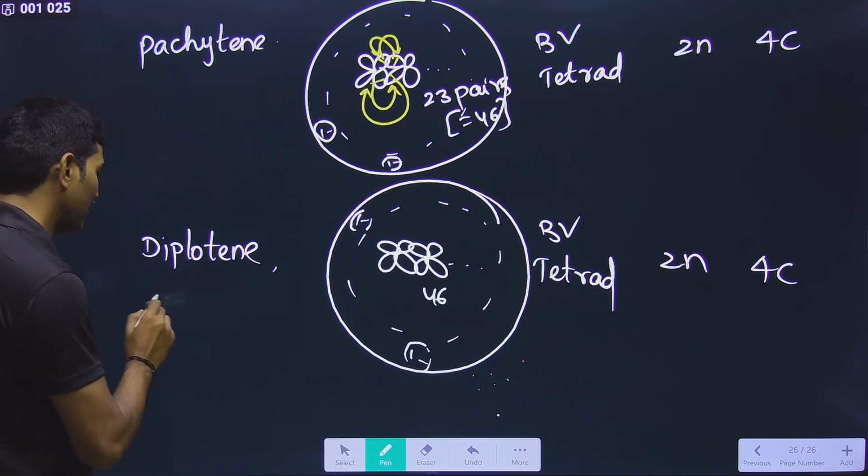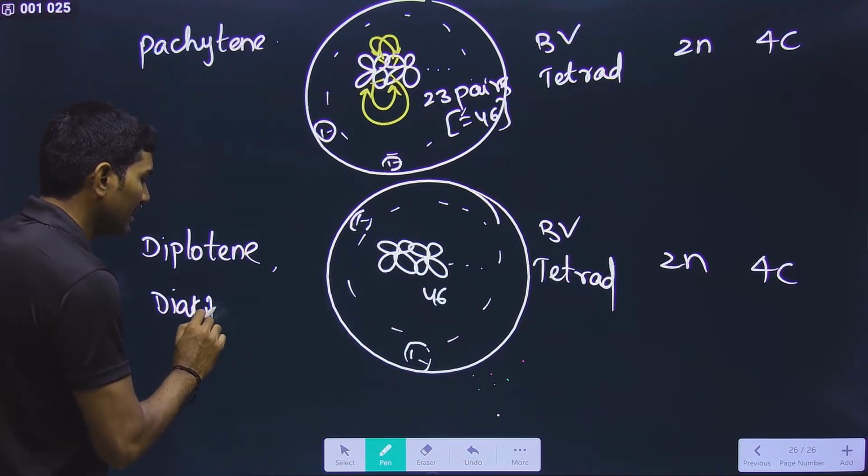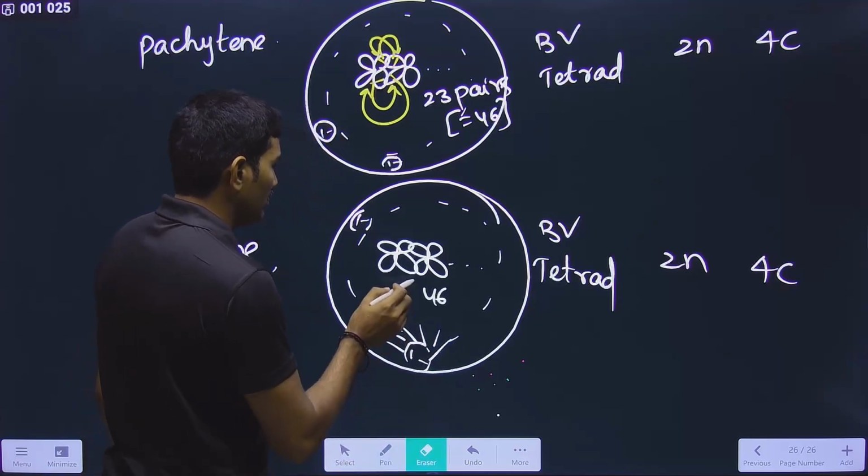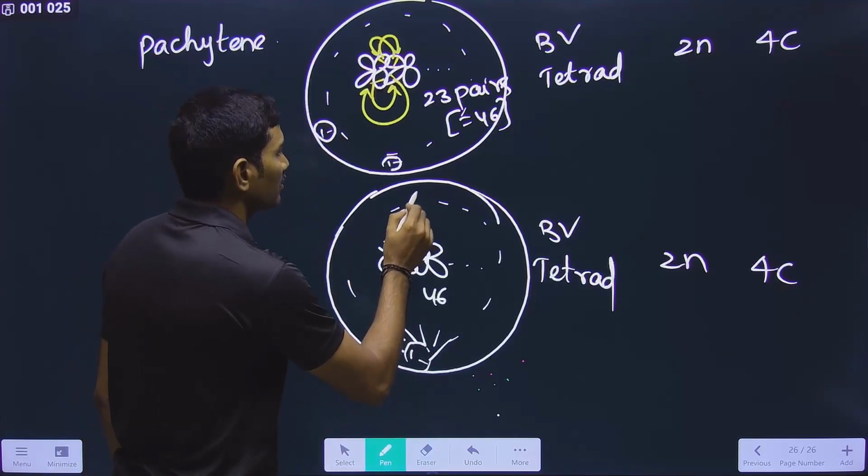And then here itself I will add the diakinesis. In the diakinesis, what happens is, from the opposite poles. Now let us change it here.